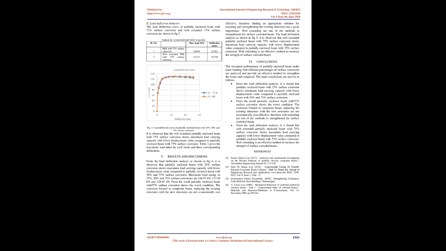The corrosion formed in composite beam, replacing the existing structures with the new structures are not economically cost-effective, therefore web extending is one of the methods to strengthen the surface corroded beam. From the load deflection analysis, it is found that web extended partially enclosed beam with 75% surface corrosion shows maximum load carrying capacity with lower displacement value compared to partially enclosed beam with 75% surface corrosion. Web extending is an effective method to increase the strength of surface corroded beam.